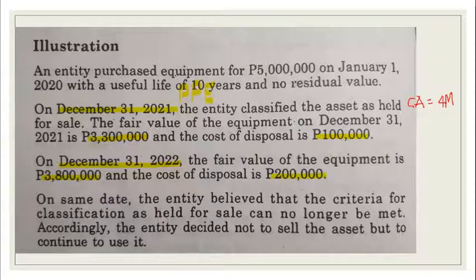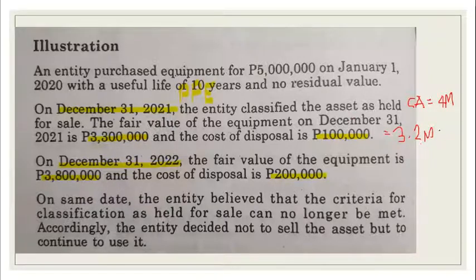So, meaning, your equipment held for sale should be measured at 3.2. Again, that is 3.2. That is your 3.3 less your cost of disposal. So, don't forget the cost of disposal. By December 31, 2021, your equipment held for sale should be at 3.2.